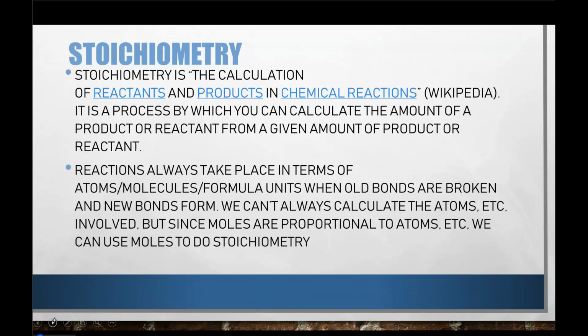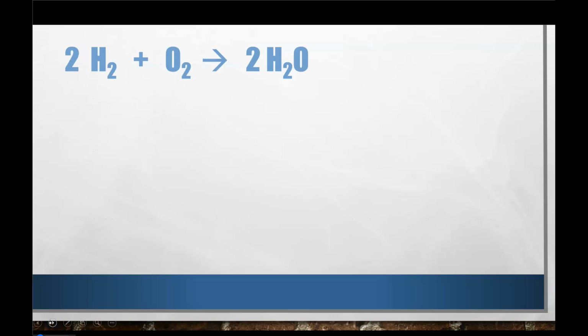So, if we look at a really small level, we could say that reactions always take place in terms of atoms or molecules or formula units when the old bonds are broken and the new ones form. But you can't calculate that. You certainly can't count them. But moles are proportional to atoms. We can use moles to do stoichiometry.